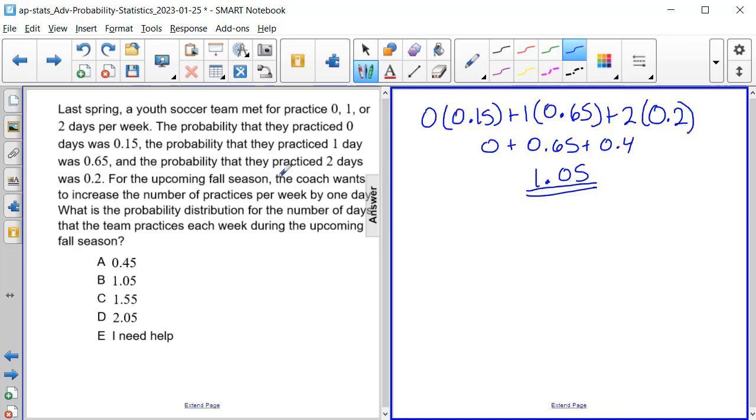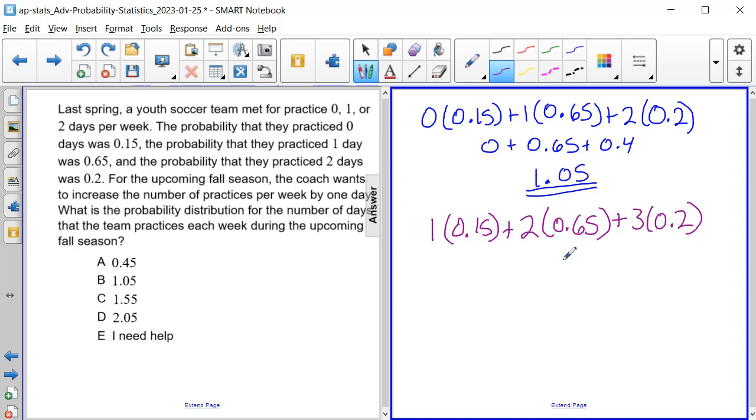But now for the upcoming fall season, the coach wants to increase the number of practices per week by 1 day. So instead of having 0 practices, he wants to try to have 1 practice within that original probability for 0 practices, which is 15/100ths, plus, instead of 1 practice, it would be 2 practices and 65/100ths, and the last option would be 3 practices with the 2/10ths probability for that option.